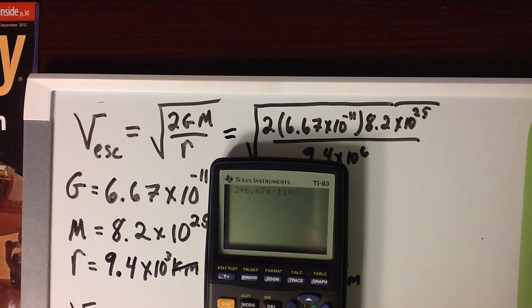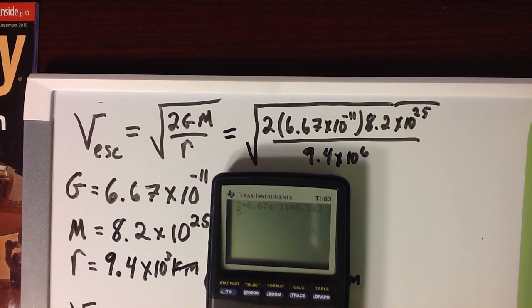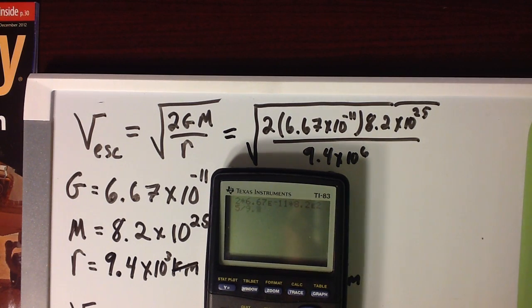Times the mass 8.2, Shift EE, times 10 to the 25th, and then we divide by 9.4 times 10 to the 6th. Okay, remember, this is not the answer. This is before we take the square root.